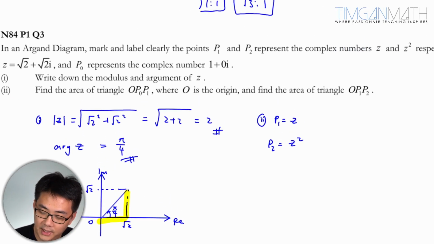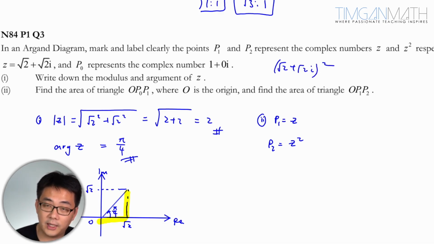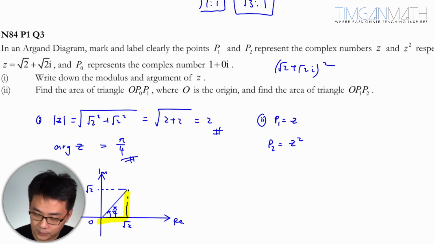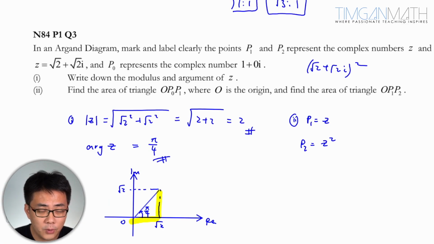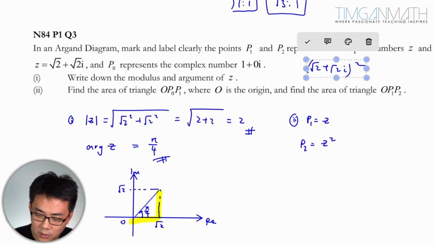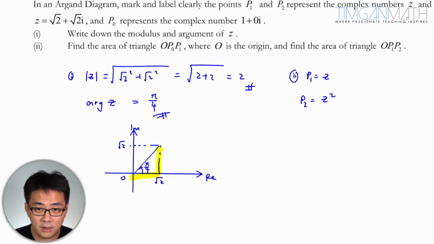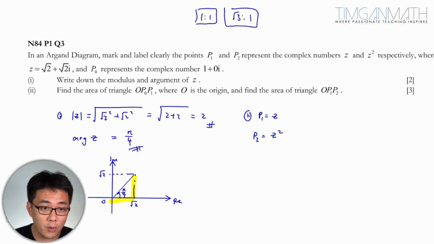You can expand this, not an issue. For z squared, you can just do root 2 plus root 2 i, squared, like that. But that is not ideal, guys. That is not ideal. Why? You don't use Cartesian form to solve it. When squaring is concerned, use the exponential form. Exponential form is a very powerful form when it comes to squaring.